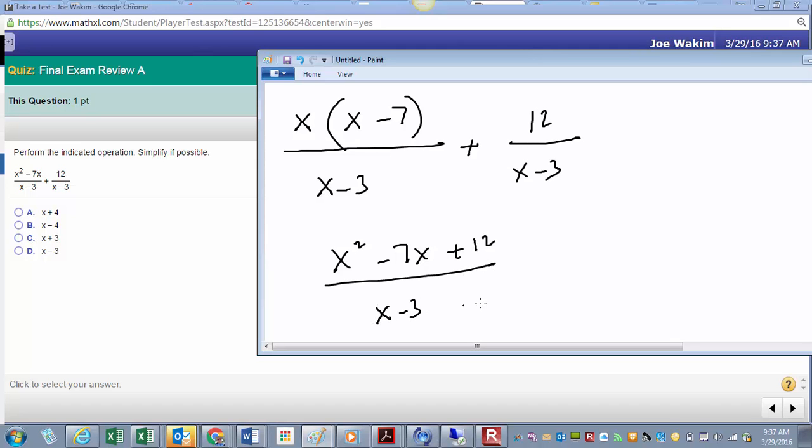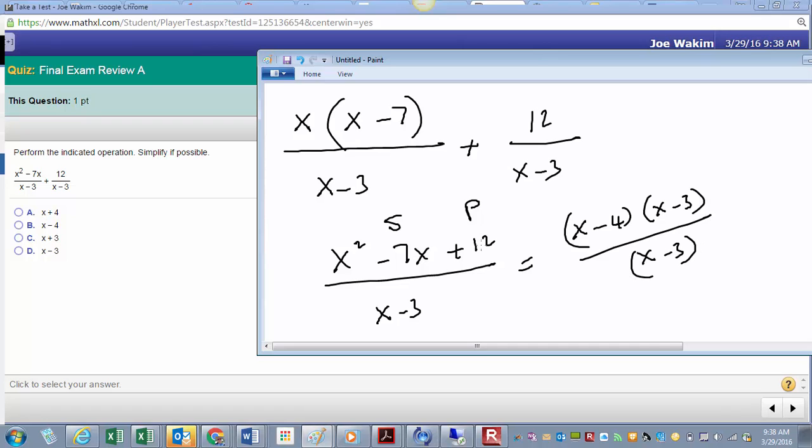But now we can factor. The product is 12 and the sum is negative 7. What are the two numbers? 4 and 3, right? So that would be x minus 4, x minus 3, over x minus 3. Remember, the product is 12 and the sum is negative 7. The numbers must be negative 4 times negative 3. Their product is 12, their sum is negative 7. Now these will cancel. Hopefully x does not equal 3, right? And the x minus 4 is the final answer, B.